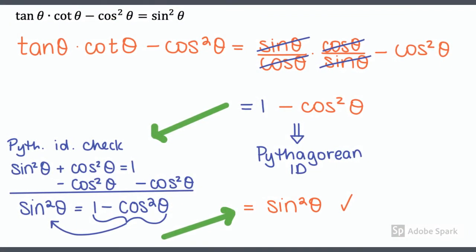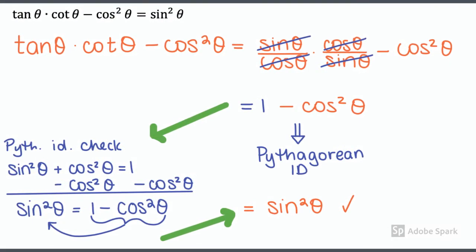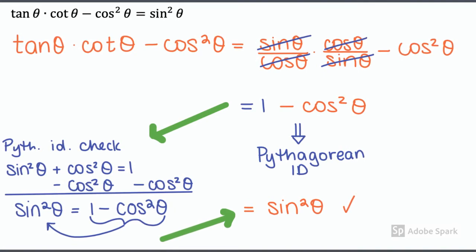Now, in my main work, I can get rid of 1 minus cosine squared and substitute in my sine squared theta, which gives me what I want and shows me that the identity is true.